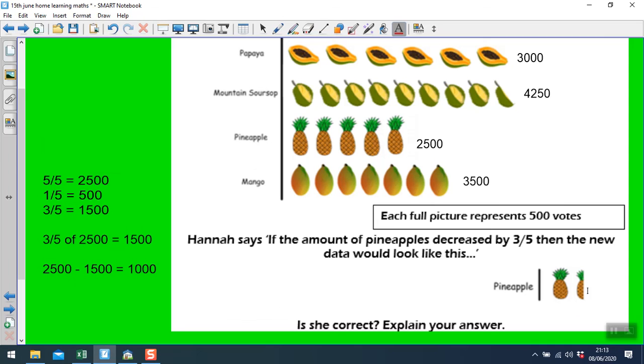Does this show 1,000 pineapples? No, it doesn't, does it? This is 500 and this is 250. So this picture shows 750, but it should show 1,000, so it should have 2 pineapples. Well done. We'll see you tomorrow for some more maths.